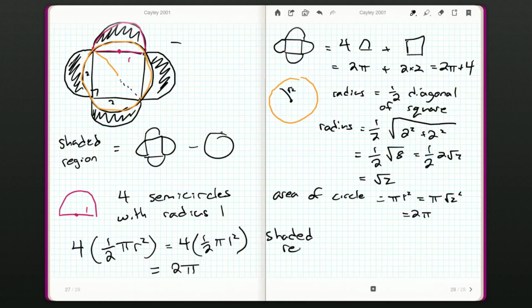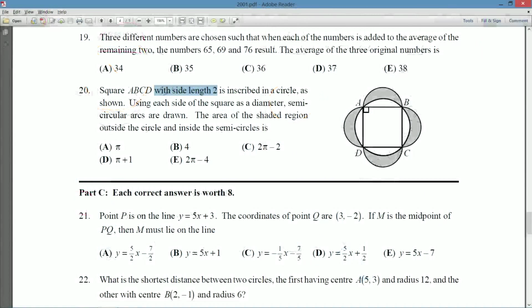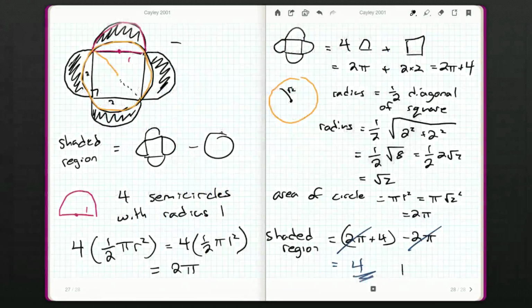So the shaded region is 2 pi plus 4 minus 2 pi. Well, the 2 pi's are going to cancel out pretty quickly. And we're going to be left with a final answer of 4. So the area of the shaded regions should be 4. And wouldn't you know, 4 is one of our answers. It's B. So that does it for question number 20, and that wraps up the B part on the Cayley contest rather nicely.